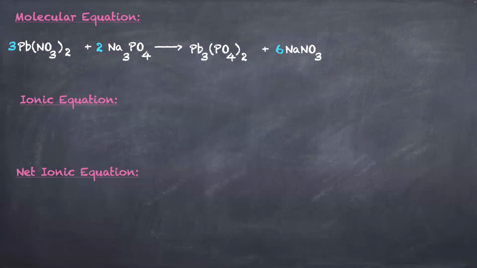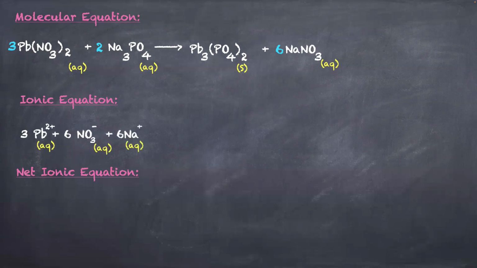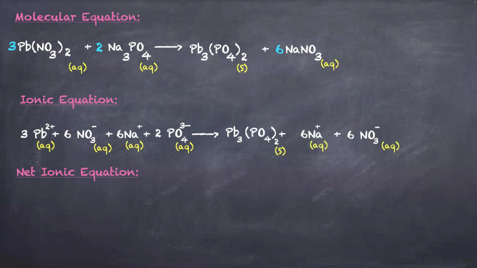Based on the solubility table, we will realize the first one is aqueous, the second one is aqueous, this is our precipitate, and this will also be aqueous. So far we have the molecular equation. Now the ionic equation. As we said again, anytime you see an aqueous solution, you have to dissociate them. So we end up getting 3 lead 2 positives, 6 NO3 minuses. For the next one, we get 6 Na positives, 2 phosphate ions. And then for the solid, we don't separate it. And then again, 6 sodium positives, 6 NO3 minuses.